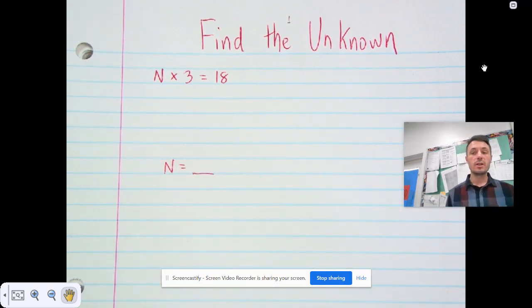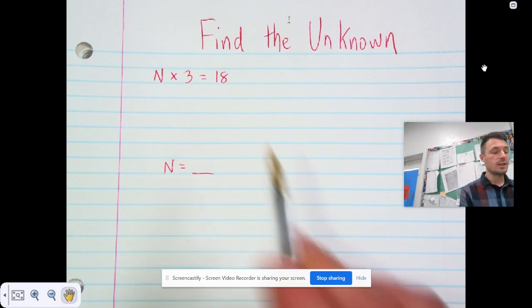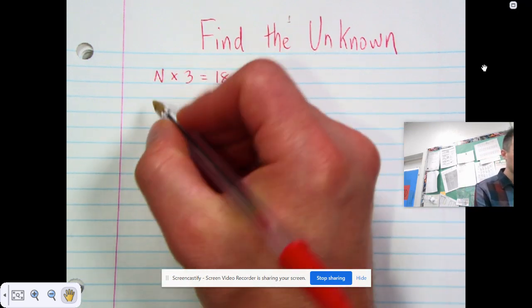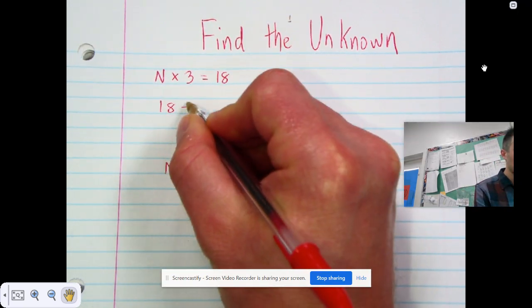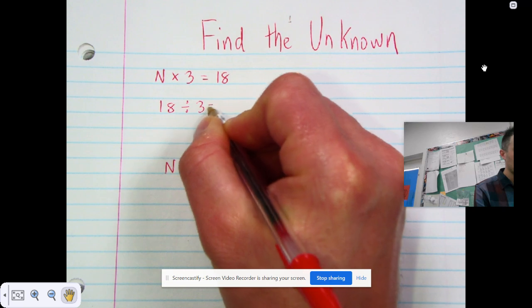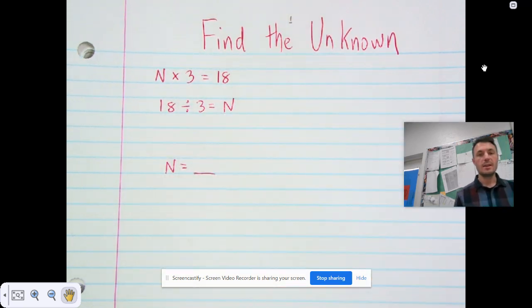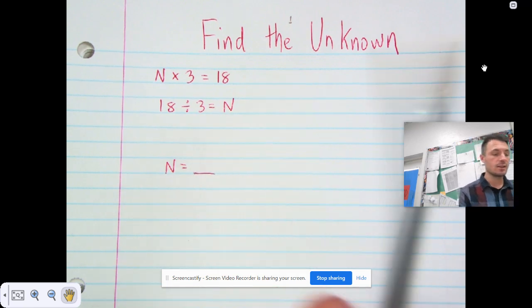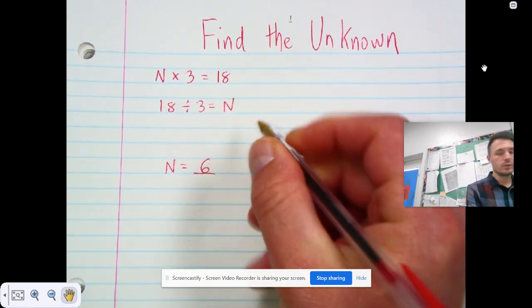Now, the best way to do this is what's called inverse operations. And inverse operations are operations that undo each other, because if it's true that n times 3 equals 18, it's also true that 18 divided by 3 equals n. And now we can see 18 divided by 3 equals 6, which means n equals 6.